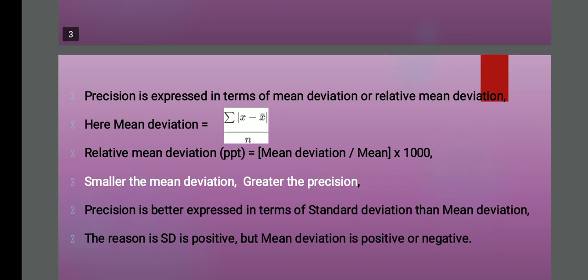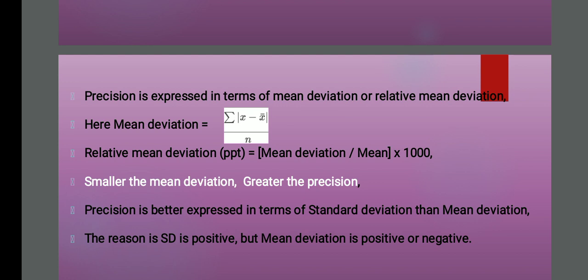Next, we can see how to express this precision. You are able to understand what precision is: the value which is coming again and again in an experiment. If you are doing 10 or 5 experiments, the value which is found to be coming again and again, we take as the precise value.